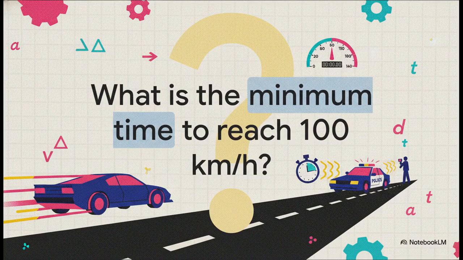Exactly which equation will you analyze with to find the minimum time needed to get under the 100 kilometer per hour limit and save yourself from a massive speeding ticket?